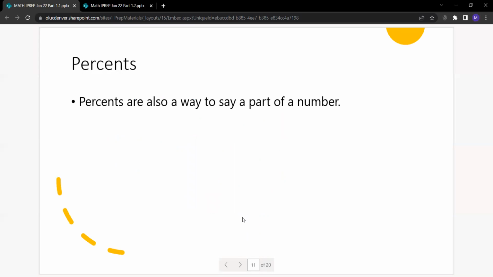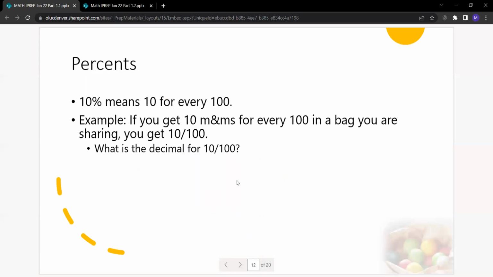Another way, in addition to fractions and decimals, that we can talk about parts of a whole is percentages. So let's talk about percentages. If we have 10%, that means you get 10 for every 100. When you break down the word percent, it's per cent. Cent is equal to 100, and per is out of. So when you think percent, it's out of 100. So again, 10%, 10 for every 100.